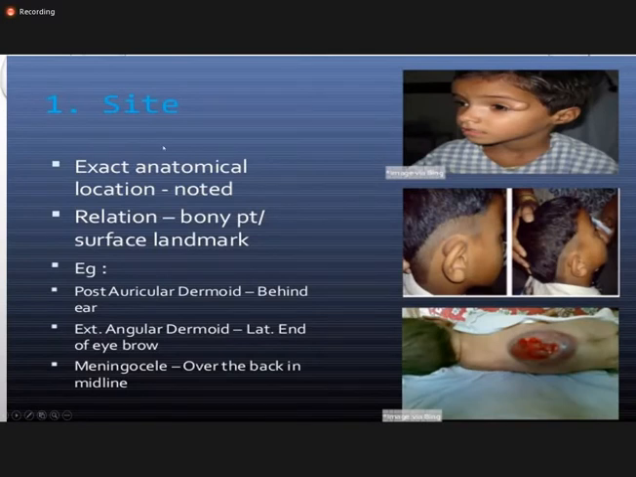Now we will discuss separately the components of the inspection, that is the site. In the first picture, what you are saying, where is the swelling? How would you describe the site of this swelling? Any one of you who can describe the site of this swelling? You should always explain or describe the site with the anatomical position. Yes, with anatomical position, but how? Lateral, left lateral canthus, lateral side of the eye.